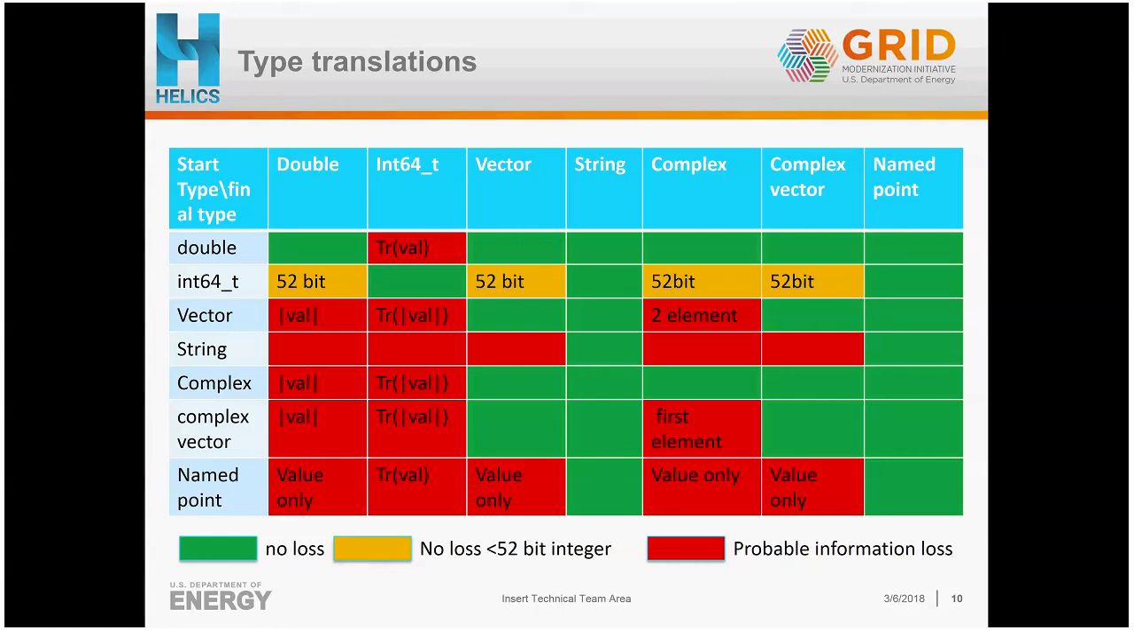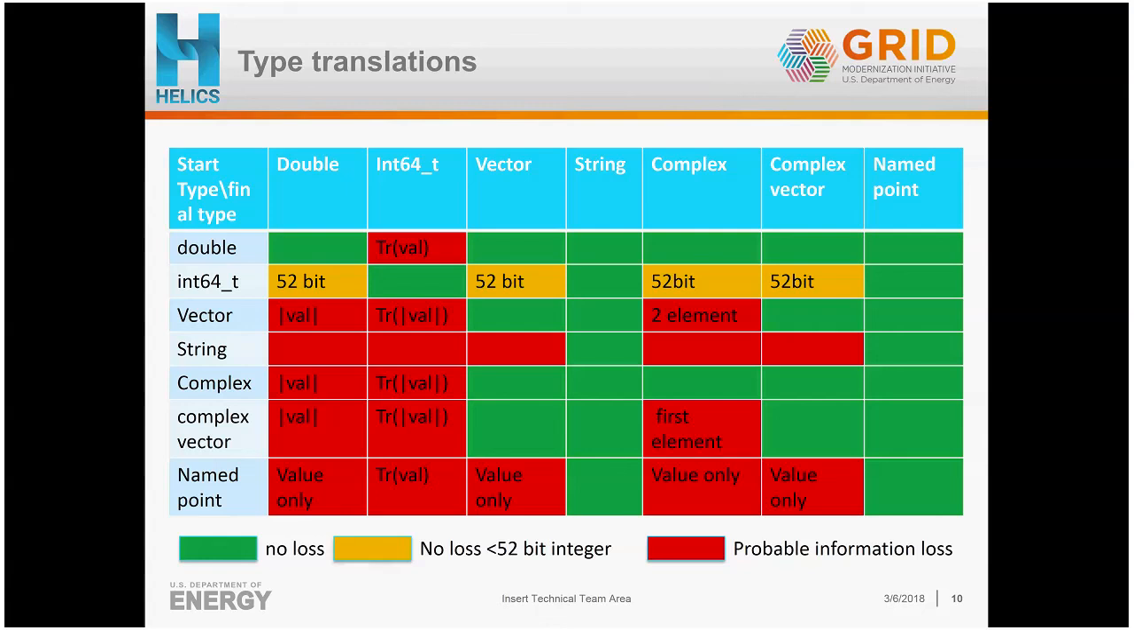The other ones here, there's some translation functions. For instance, a vector will basically come up with the magnitude of the vector. And in the case of integer 64s, there may be a truncation as well, so it truncates off the decimal part of that. And you kind of see how this plays out. So while all translations are available, some are not necessarily wise.